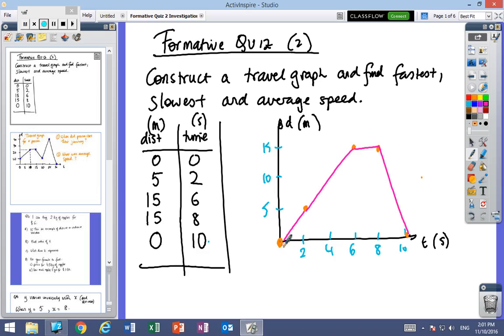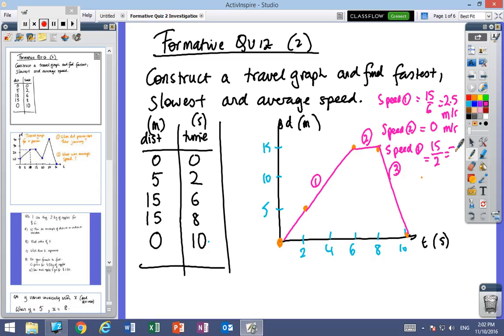So there's a travel graph, and then find the fastest. Okay, so this looks like it's a straight line. So this section, and this section you get. Speed 1 equals 15 over 6, which is 2.5 meters per second. Speed 2 equals 0. You've got no speed at all, you're standing still. Speed 3 equals 15 back to 0 in 2 seconds, so it's 7.5 meters per second.